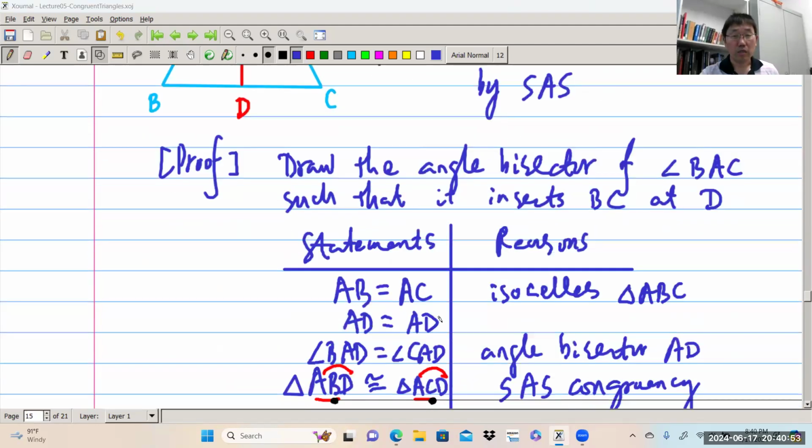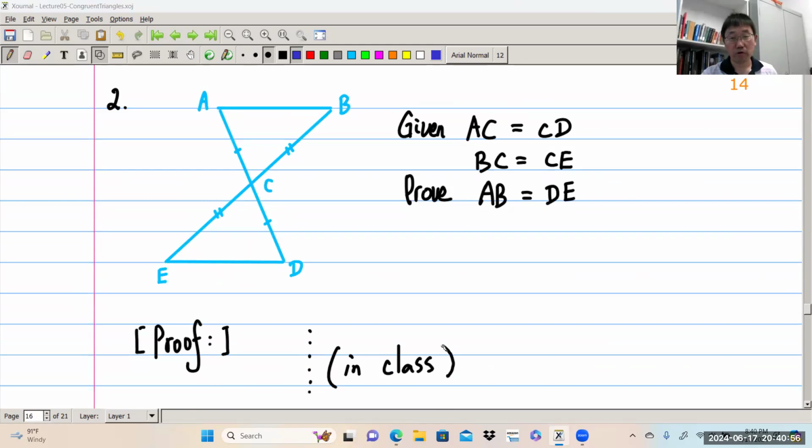Okay, good. Now let's move on to this problem here. Given AC equals CD, and BC equals CE. Can you prove AB must be equal to DE? How to prove that? Do you see the strategy here? By your observation, which two triangles look congruent?